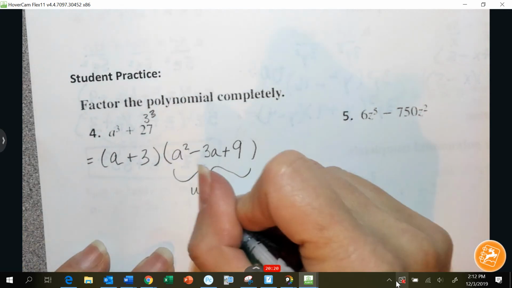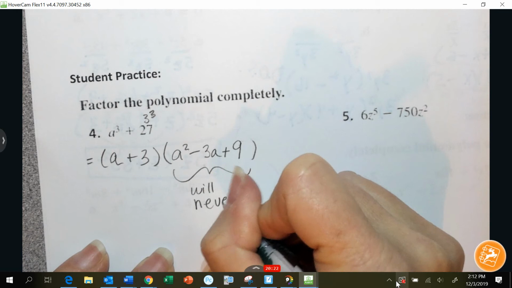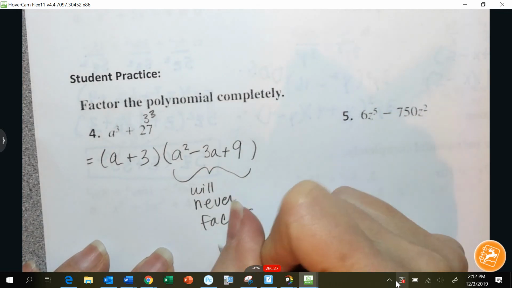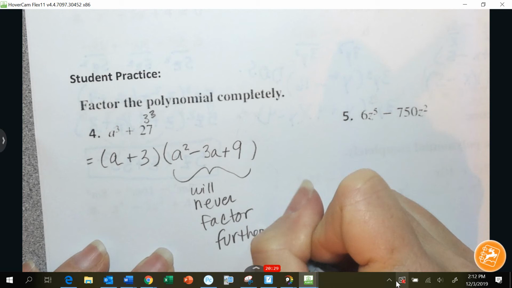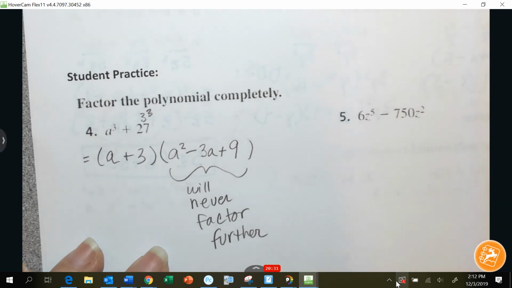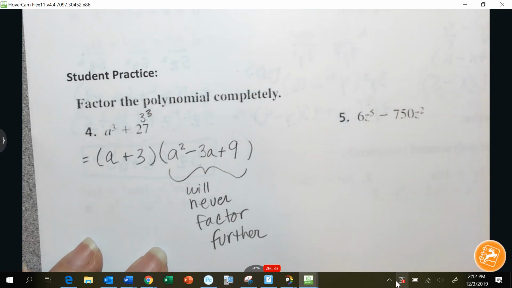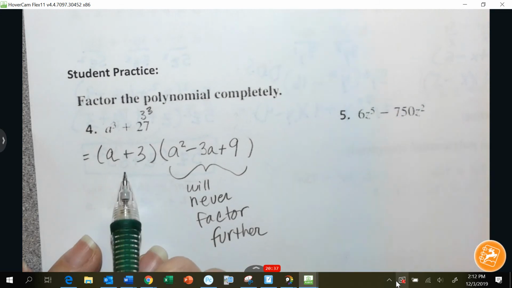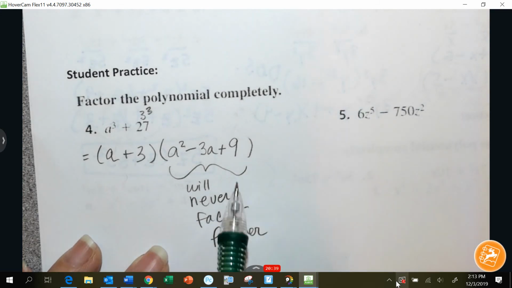Oh, yeah, because it's a perfect trinomial. No. I mean, it is a trinomial. Yeah, it's a trinomial. It's not perfect. Never ever will that factor further. Maybe sometimes the binomial will, but never will that factor further.